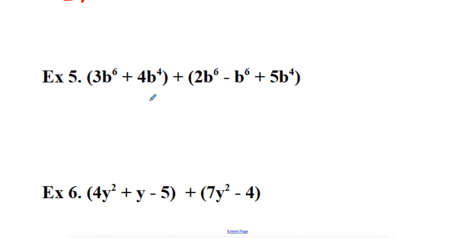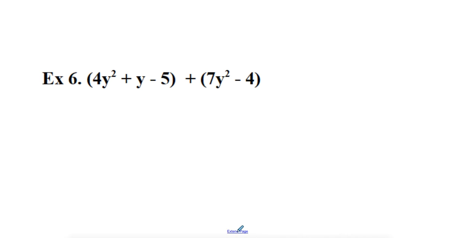All right, let's try another one down here on number 6. I skipped number 5 because you'll be trying that one here later. Okay, so since it's addition, I can ignore the parentheses. I'm just going to group off the ones that have like terms. And so 4 plus 7 would be 11y squared.